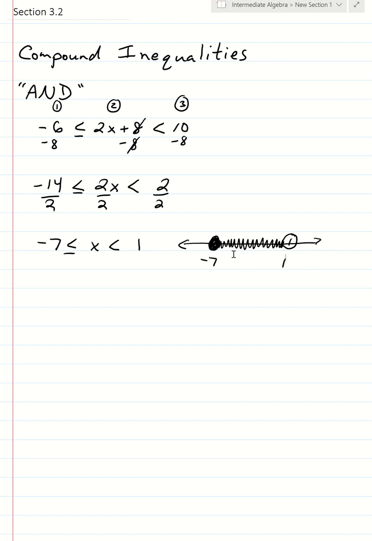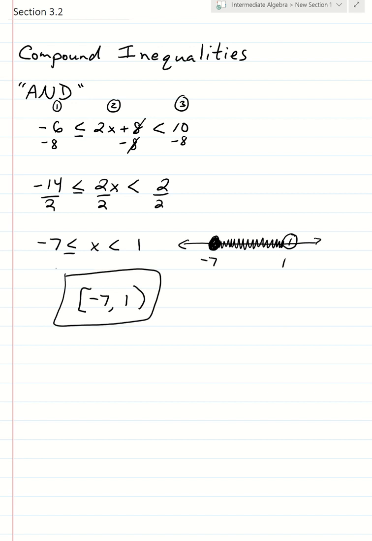Any number in between negative 7 and 1 would make both of these inequalities true. Okay? Now how would we represent this algebraic expression using interval notation? We start with the smaller quantity, negative 7. We go towards the larger quantity, positive 1. Remember, we need to enclose these two numbers. Since negative 7 has a dot, we would use a bracket. The number 1 has an open circle, so we would use a parenthesis.